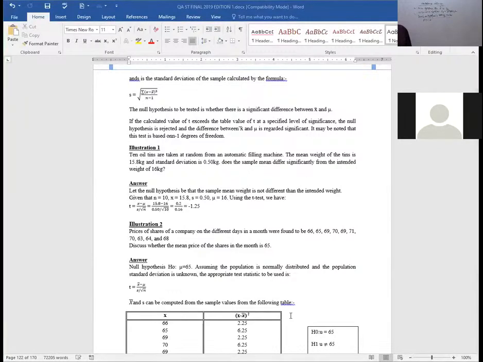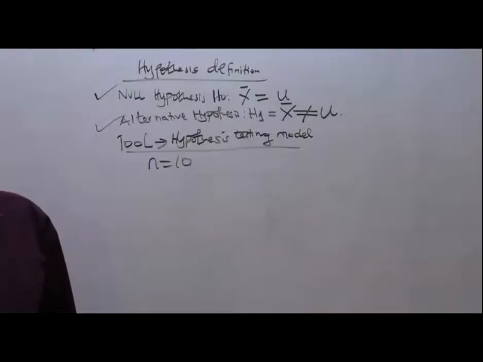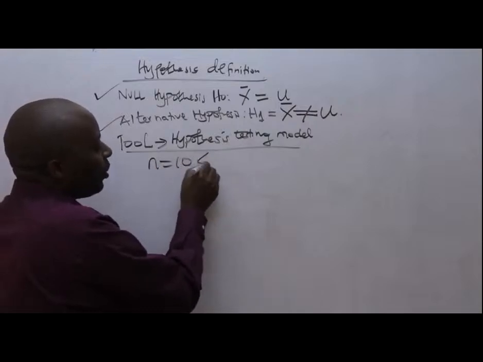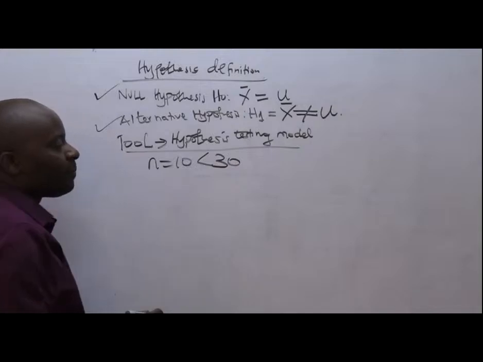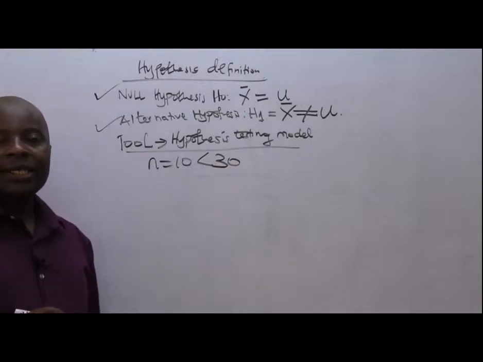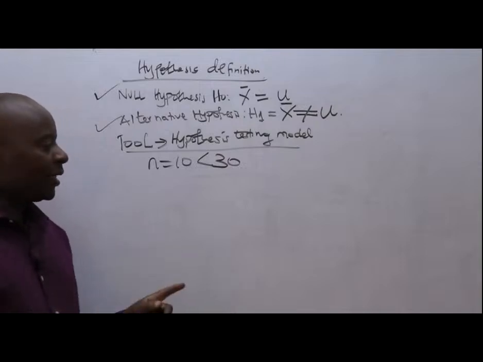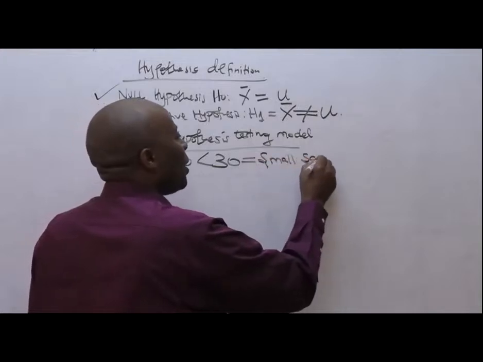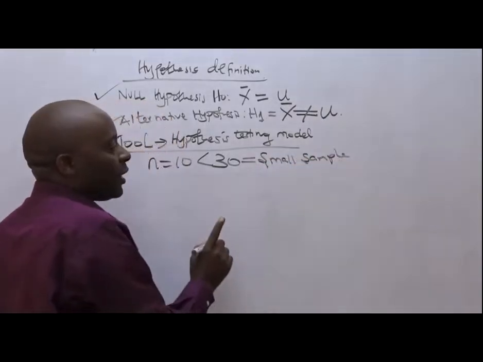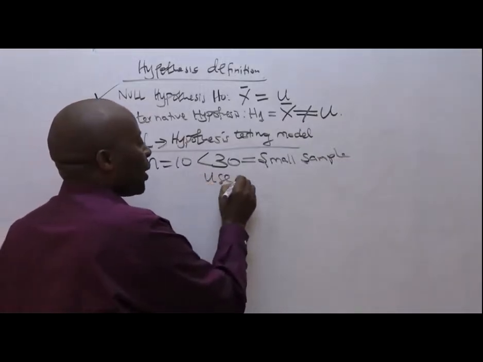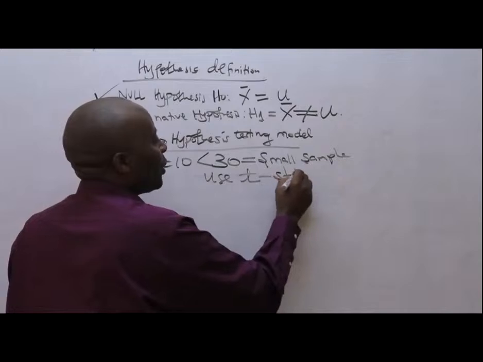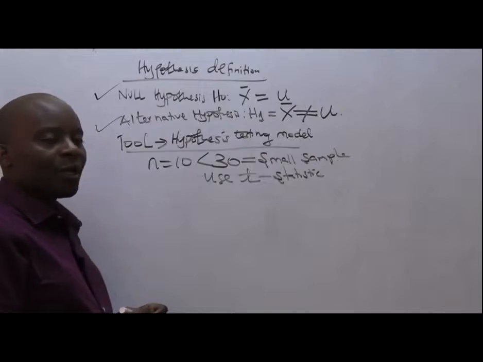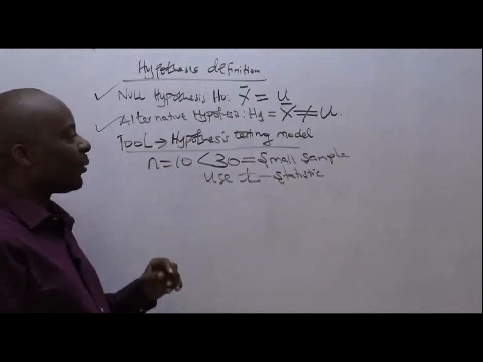So N is 10. And when N is 10, ladies and gentlemen, that is a small sample, because it is less than 30. If it is less than 30, then this is what we shall call a small sample. And if we are calling it a small sample, then we shall use the T statistic to test this hypothesis.